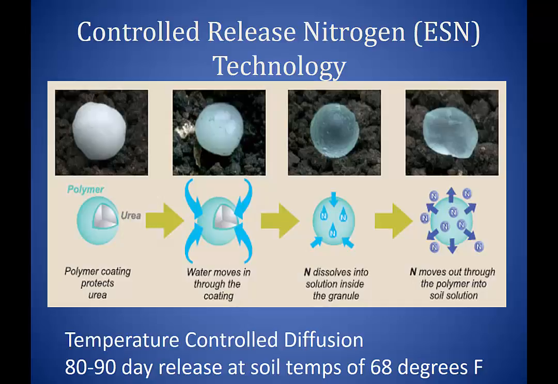So again, looking at ESN, which is one of the products that are out there, it's temperature controlling diffusion and has an 80 to 90 day release at soil temperatures of 68 degrees. So they're able to have a good predictable release that would fit the crop, in this case corn. Again, the companies that develop these coatings will change the coating size, they'll change the formulation with different additives, they may change the prill size. All these will dictate what the release pattern is going to be.